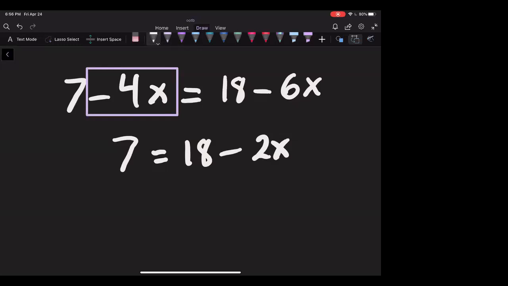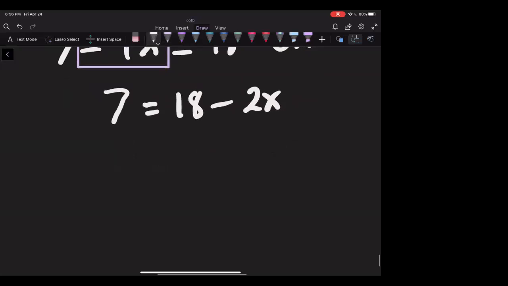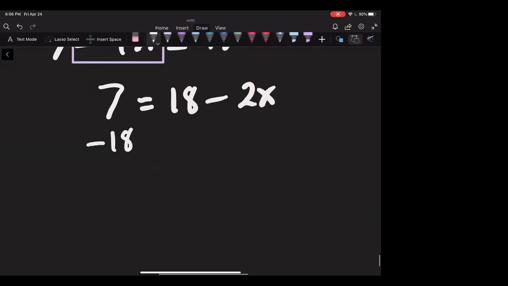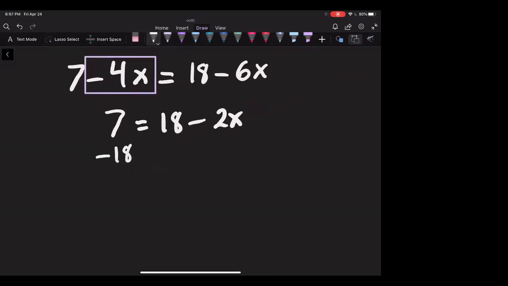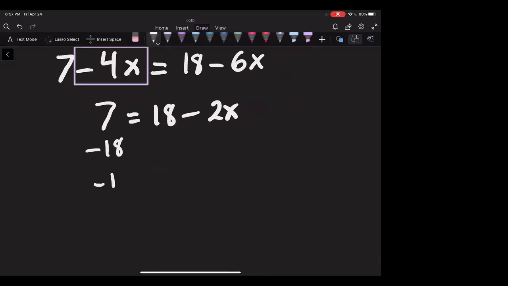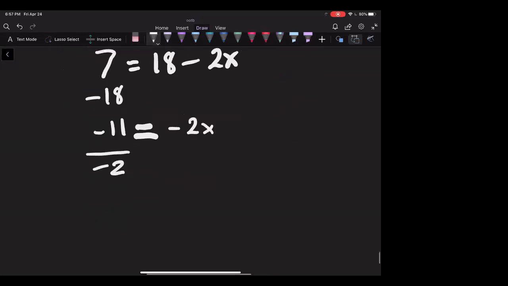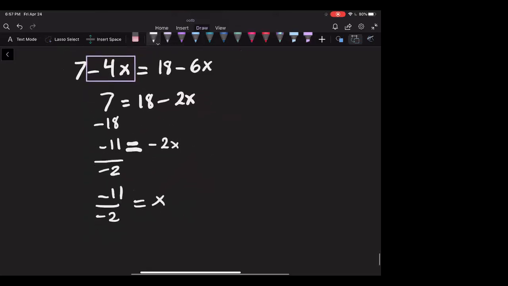So minus 18. What's 7 minus 18? Oh, okay, 11. Yes. 11 over 2. Positive or negative? Positive. Negative 18, remember? Oh yeah, it's negative. Divide by negative 2. You get negative 11 over negative 2 is equal to x. And then that's your answer.